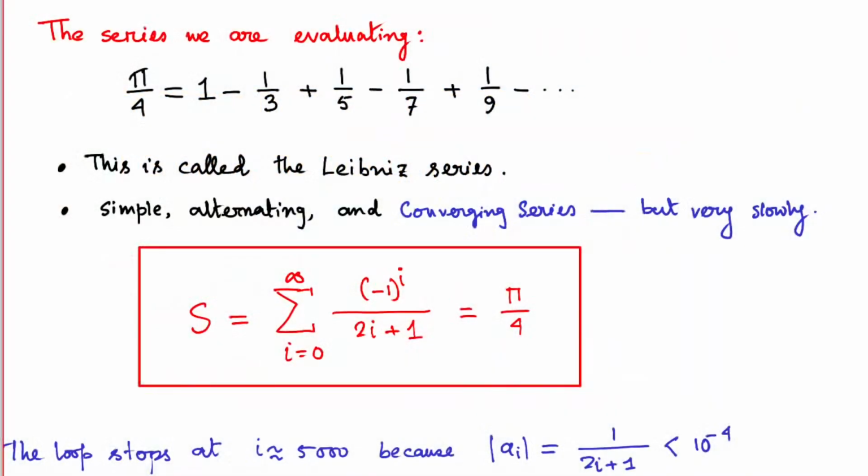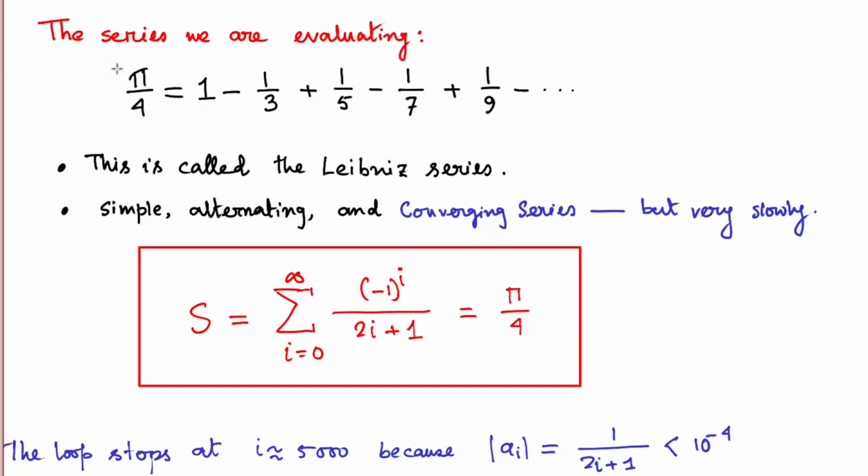Welcome to my channel. In today's video, we will discuss how to find the partial sum of a Leibniz series. It is a convergent series and its value converges to pi by 4. And it is an alternating series, that means each term flips its sign.